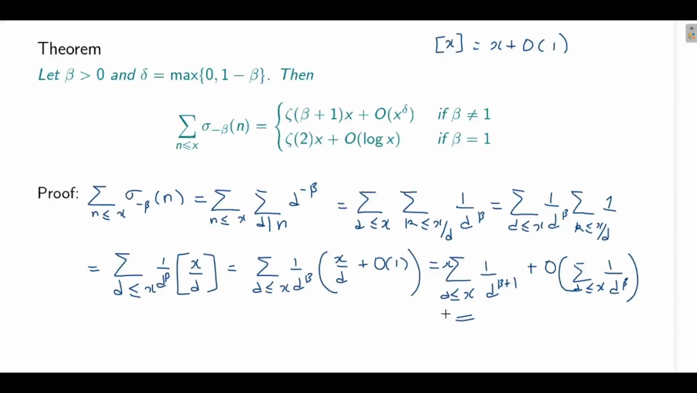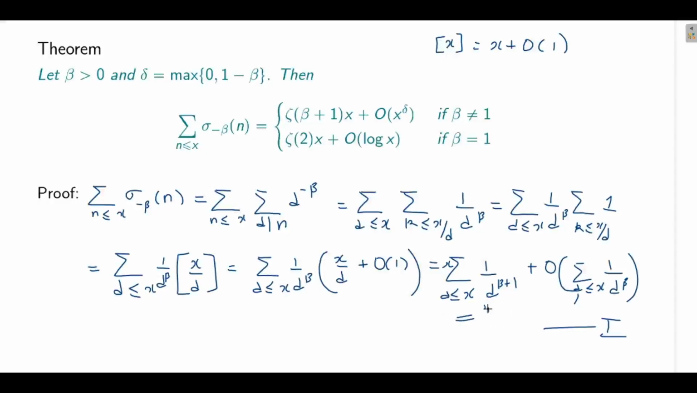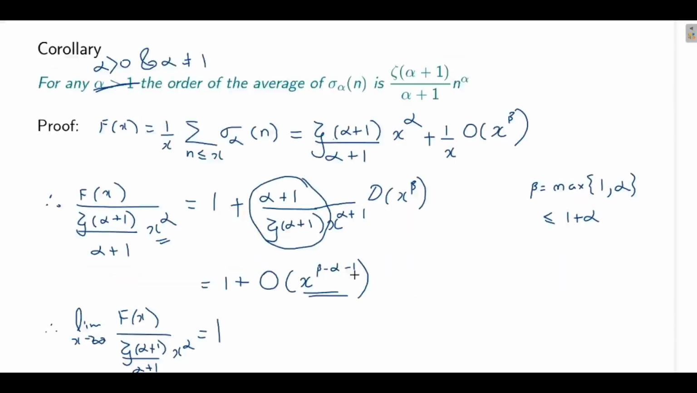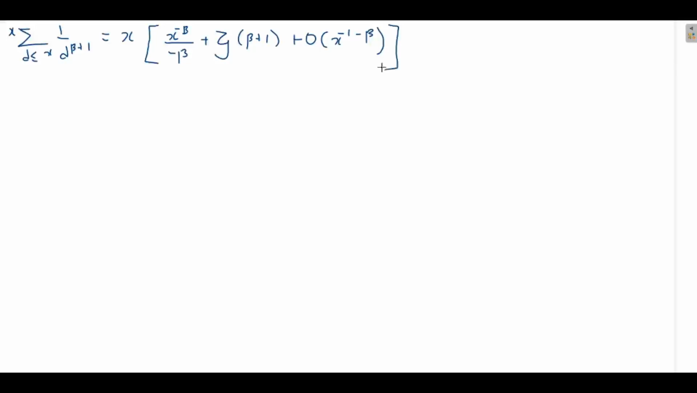Let's observe these sums here. First let's look at the first sum, that is x times the summation over d less than or equal to x of 1 by d raised to beta plus 1. Let's see what that gives us. What does this give me? This gives me x times x raised to minus beta upon minus beta, plus zeta of beta plus 1, plus big O of x raised to minus 1 minus beta. This is what we have.